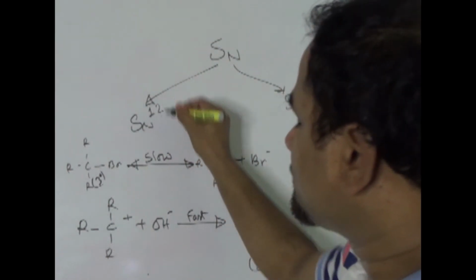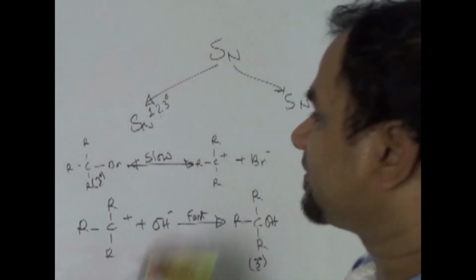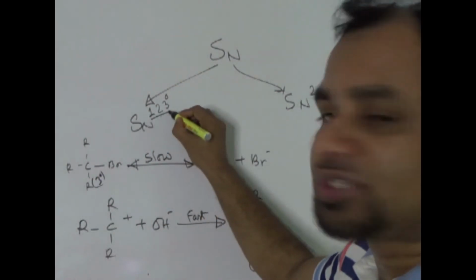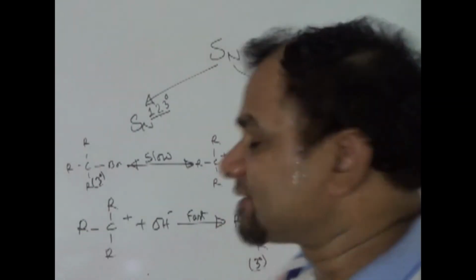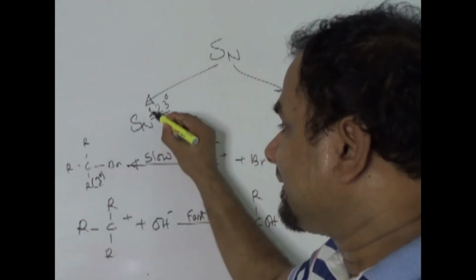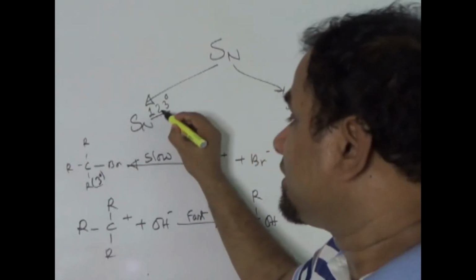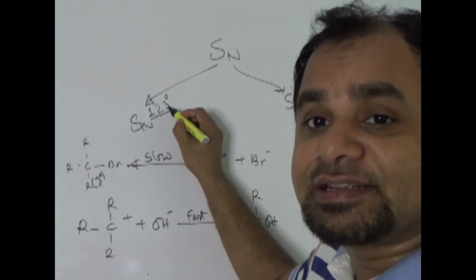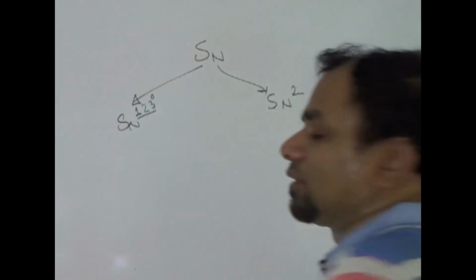SN1, 2 steps, and the tertiary favored. So SN1 2 3 degree, you can use it. This is the mnemonic. Again I'm telling, the 1 here means rate depends on concentration of 1 reactant, 2 means 2 steps, and 3 degree means tertiary favored.